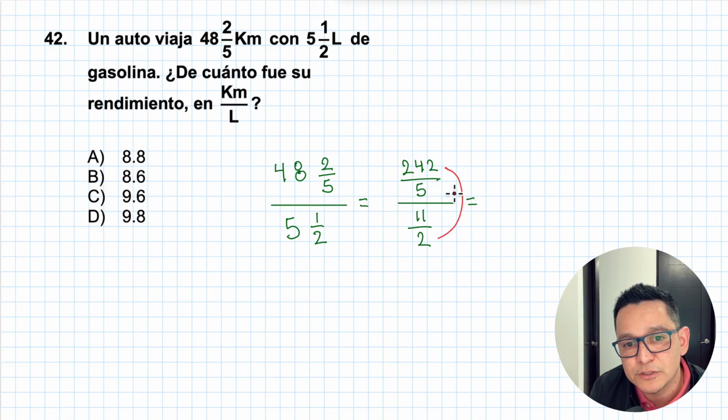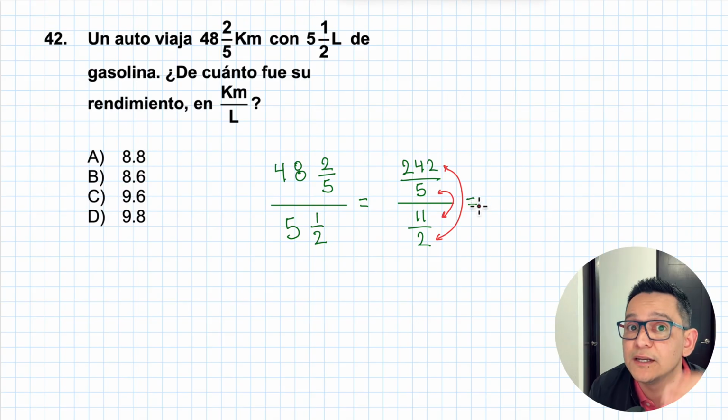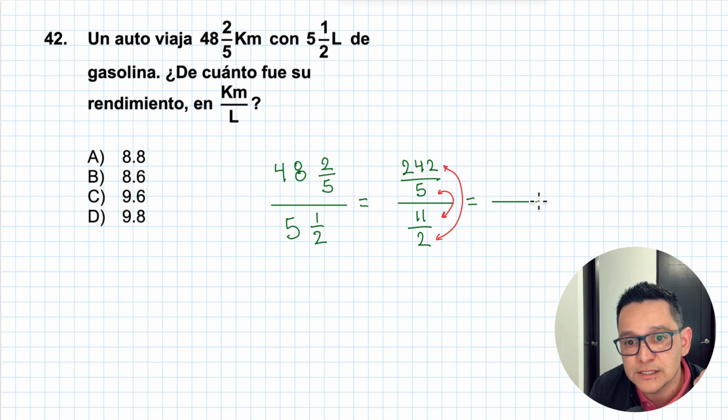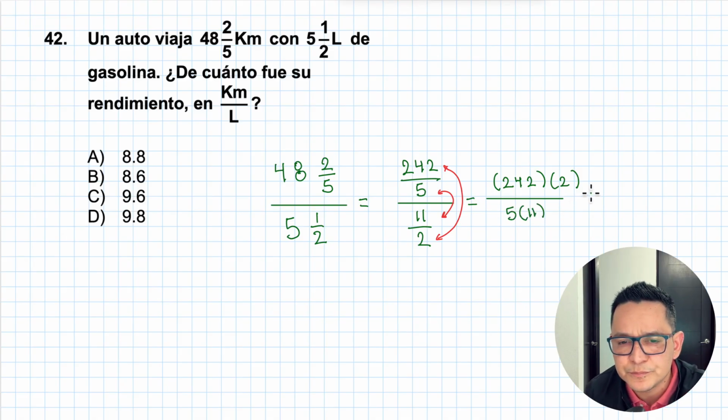Can we apply the rule of extremes and means here? It simply tells me that I have to multiply the two numbers that are at the ends, and put that in the numerator. Then I'm going to multiply the two numbers that are in the middle, and put that in the denominator. So in the numerator, it would be 242 times 2, the two numbers at the ends. And in the denominator, I'll have 5 times 11. All right, I've already multiplied the extremes and the means.